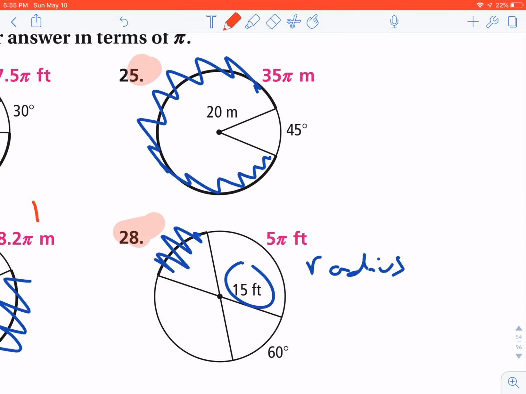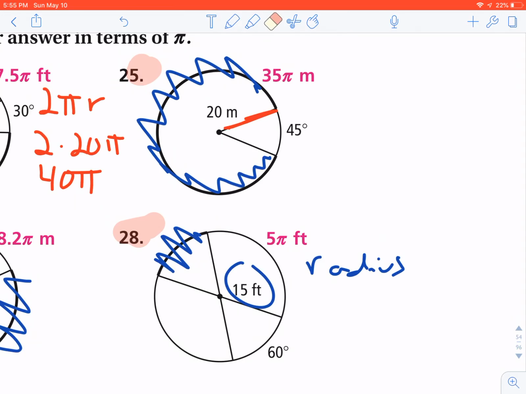Okay, so let's do the circumference first. They've given me the radius. All right. So the radius is 20. So 2 pi r gives me the circumference when given the radius. So it's 2 times the radius, 20 pi, which is 40 pi. That is the full circumference of the entire circle.